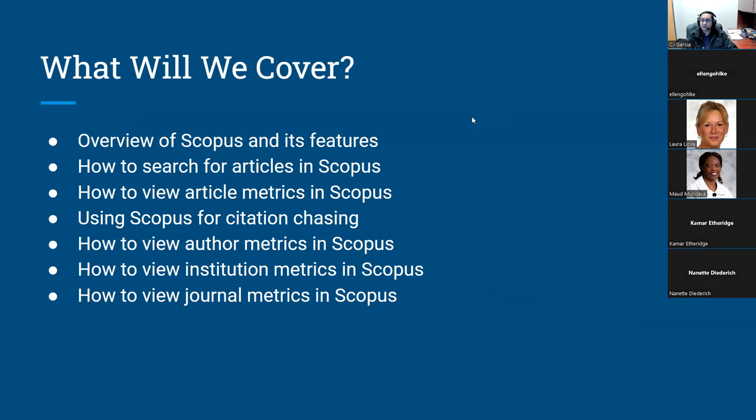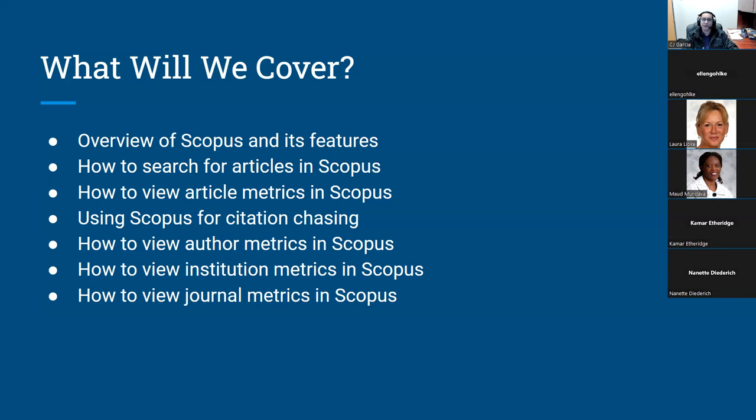And so today we're going to do an overview of Scopus. What is it? What kind of coverage does it have? What are its features? But then most of today will be spent doing a live demo in Scopus and showing you how to actually navigate it and use it. And so that will include its search capabilities. How do you find articles? Then we'll spend some time looking at the article metrics in Scopus. What can you find out about publishing in articles from within the platform?